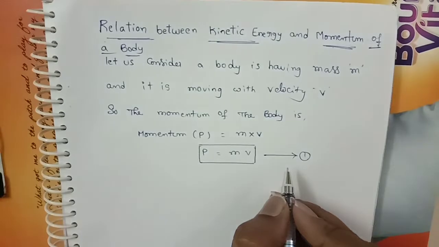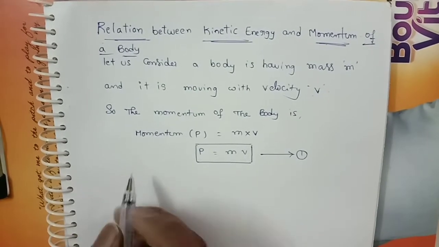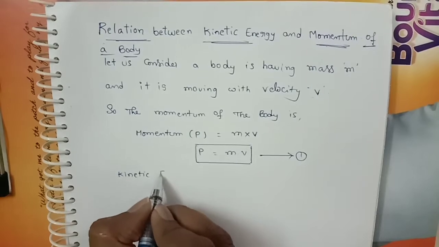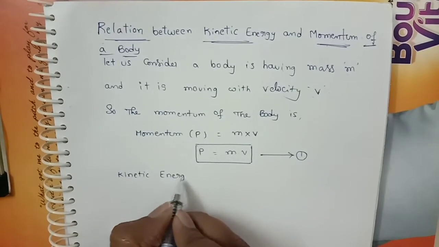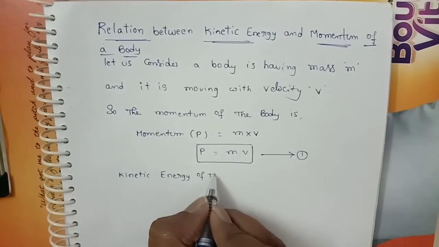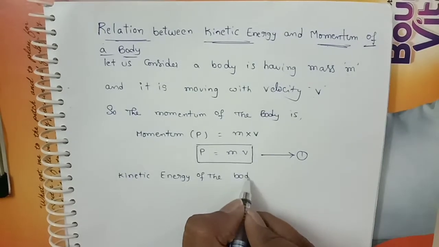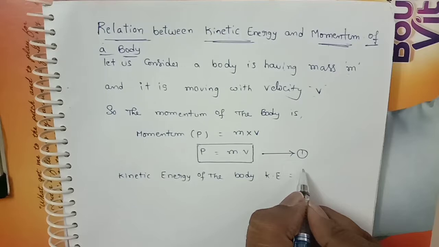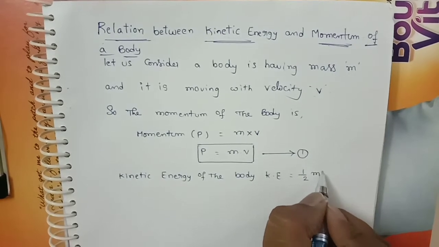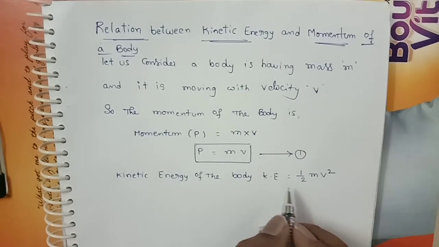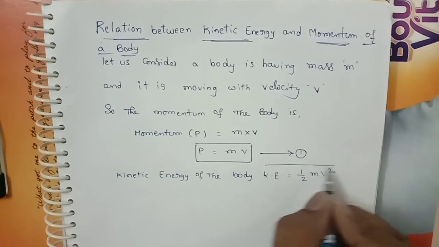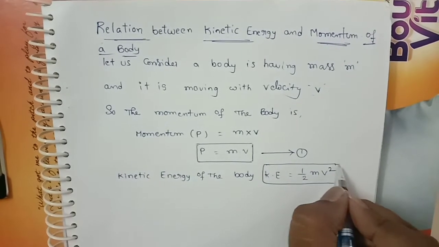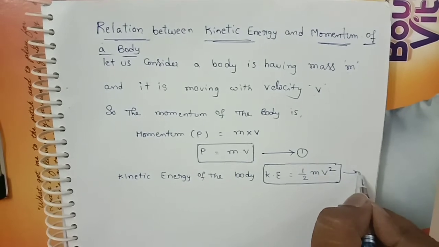Next, the moving body is having kinetic energy. We already know that kinetic energy is the energy acquired by a body by virtue of its motion. This is called kinetic energy, and it is denoted by the letter Ke. The kinetic energy of a body, Ke, is equal to half mv square. I note this as equation number 2.